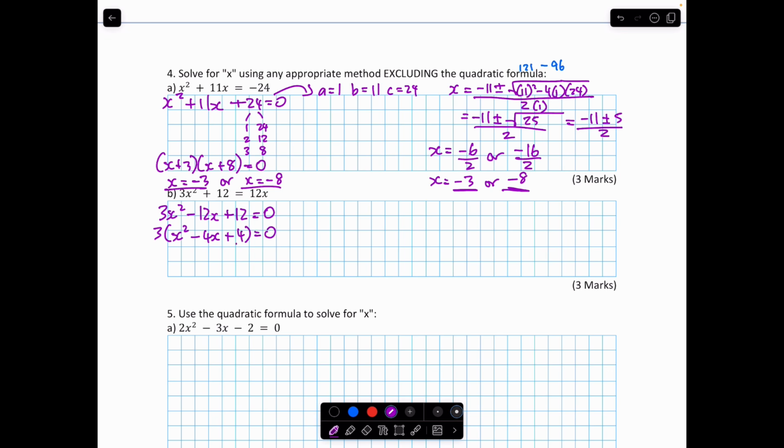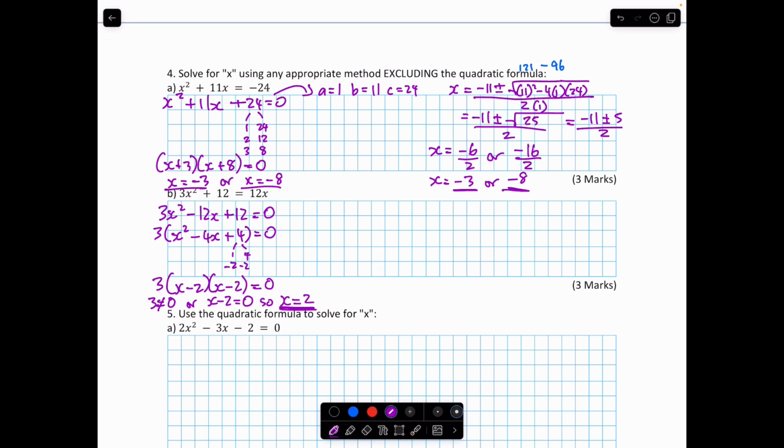1 and 4, 2 and 2. 2 and 2 is going to get me negative 4x, but it'd have to be negative. So you've got 3, x take 2, x take 2 equals 0. 3 cannot be equal 0. But x take 2 equals 0, so x is equal to 2. And I don't need to do it for this set of brackets because it's exactly the same.